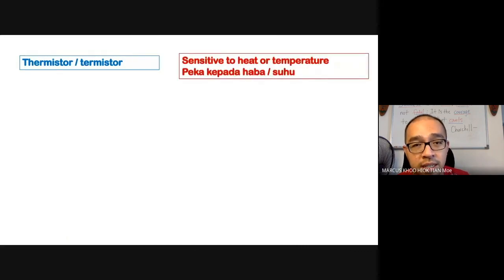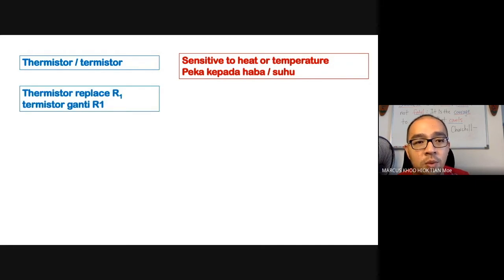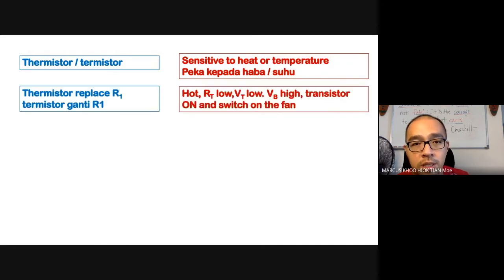Let's take a look at the answers. So first of all, thermistor lah. Okay, as said just now, it is sensitive to heat or temperature, and then thermistor replaced with R1. Okay, which is so that it resistance is low when it is hot. Okay, so when it's hot, resistance low, so VT will be low, VP will be high, transistor will switch on and switch on the fan lah.